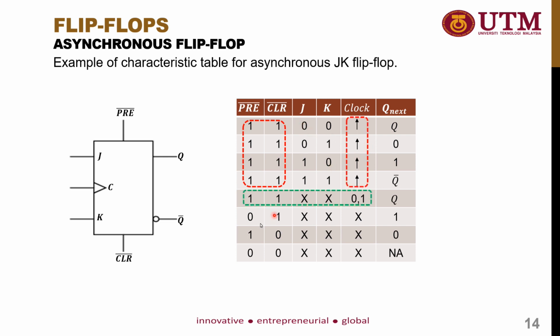If we give the inputs of PRE bar equals 0 and CLR bar equals 1, it will make the Q output automatically become 1 because it will make the flip-flop become set. If we give PRE bar equals 1 and CLR bar equals 0, it will make the Q output become 0. So it will make the output become reset.